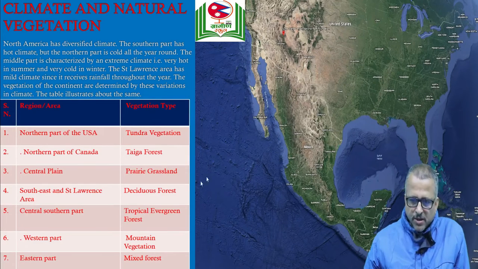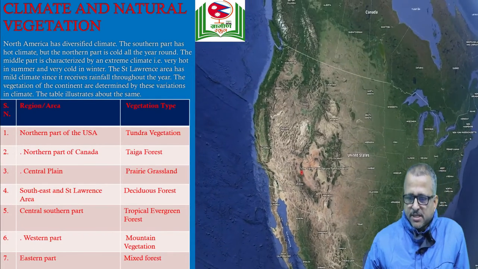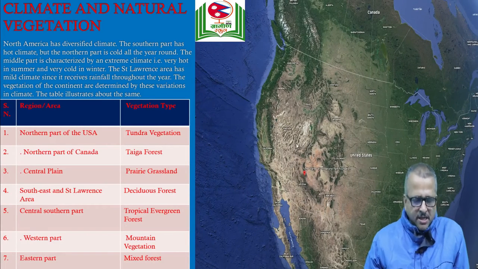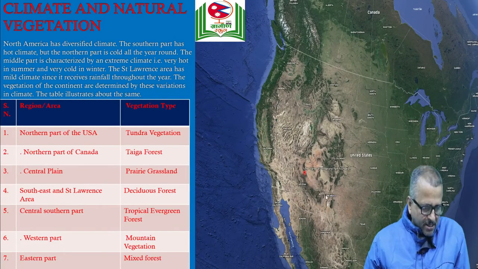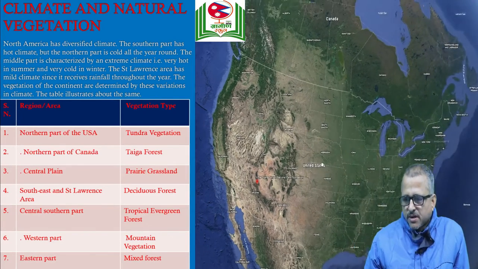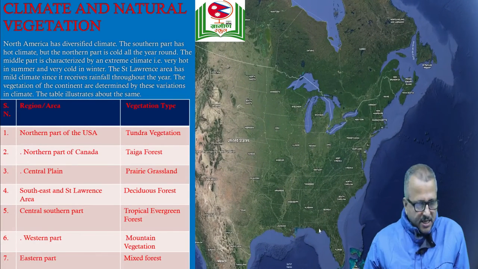If we talk about the western system, you could see mountain regions are there. It is easily a mountain region. If we talk about the eastern part of this continent, in the eastern island, it contains mixed forest vegetation.